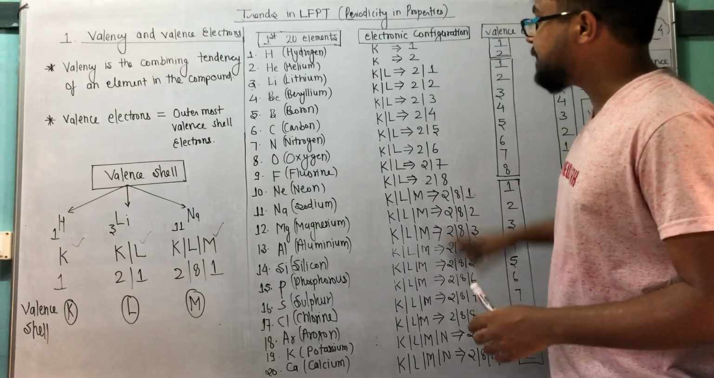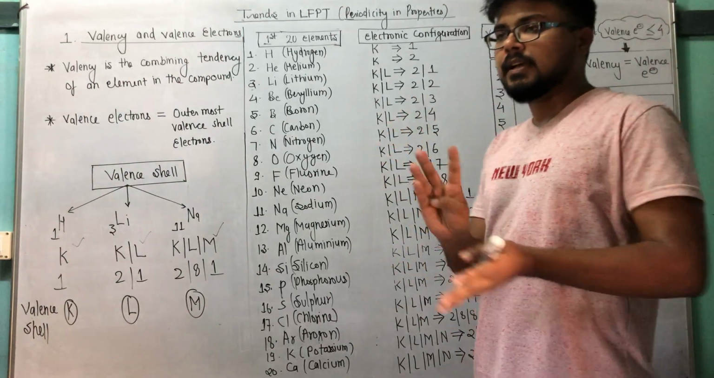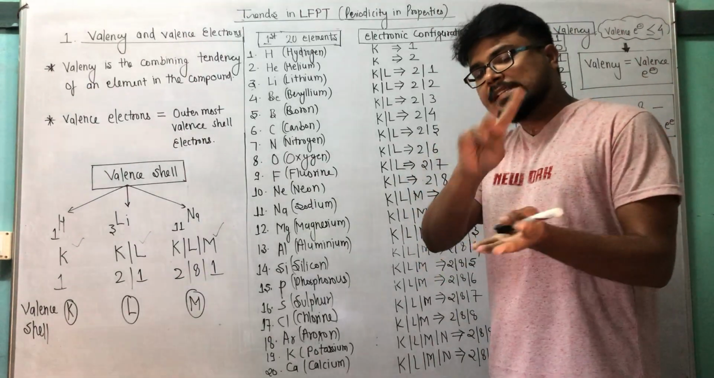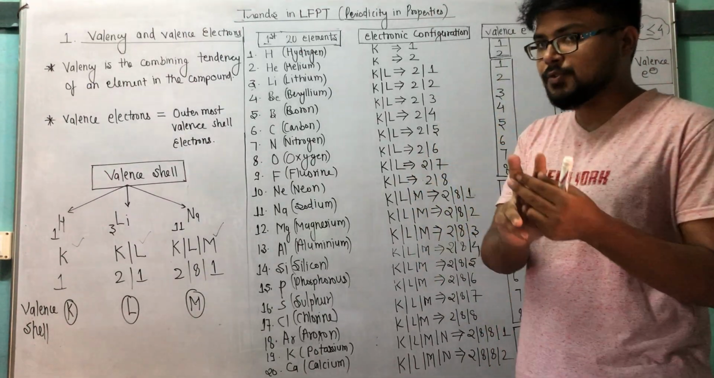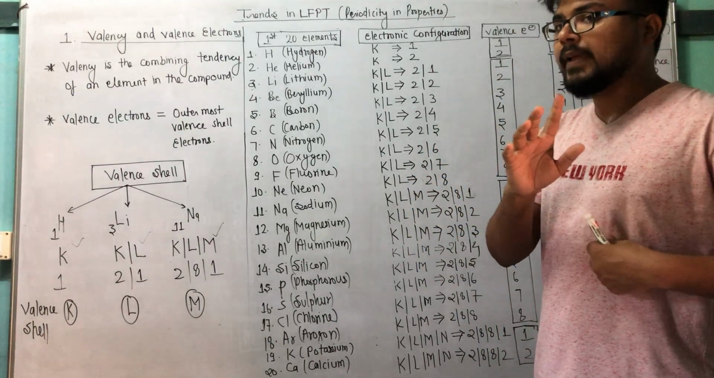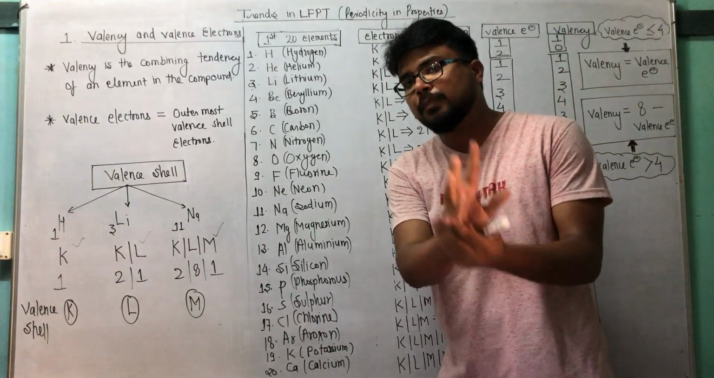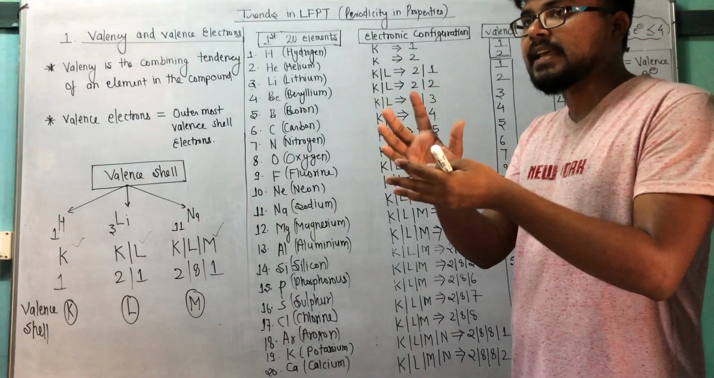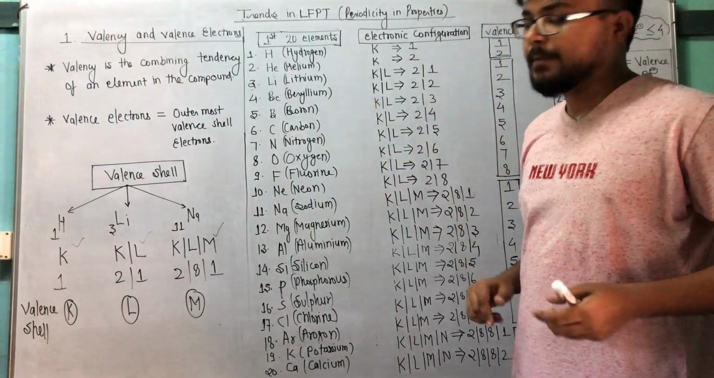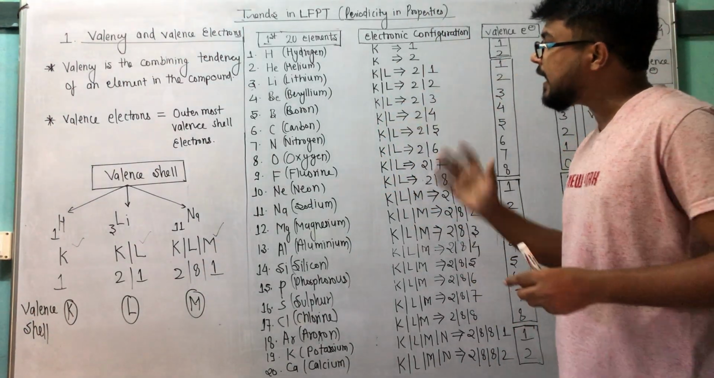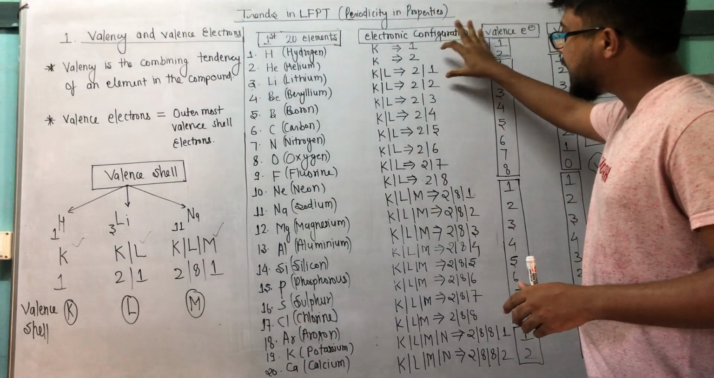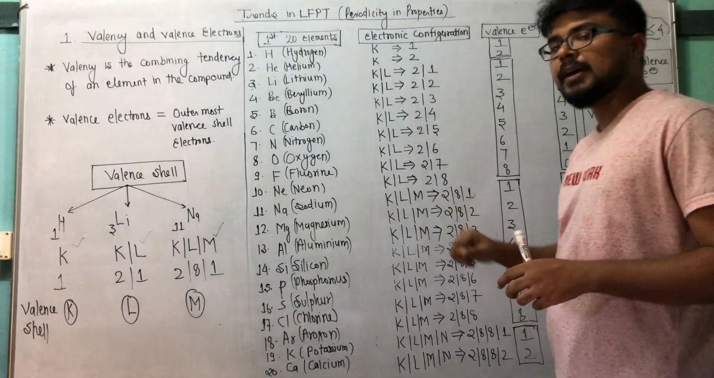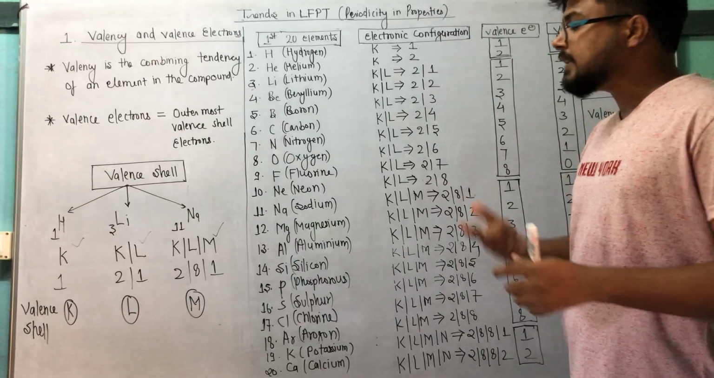So I think this concept is clear, students. Just remember, the maximum occupancy of the K shell is 2, the maximum occupancy of the L shell is 8, the maximum occupancy of the M shell is also 8, and for the N shell it will be 18. So as per the filling occupancy, I can assign the exact number of electrons in that shell.